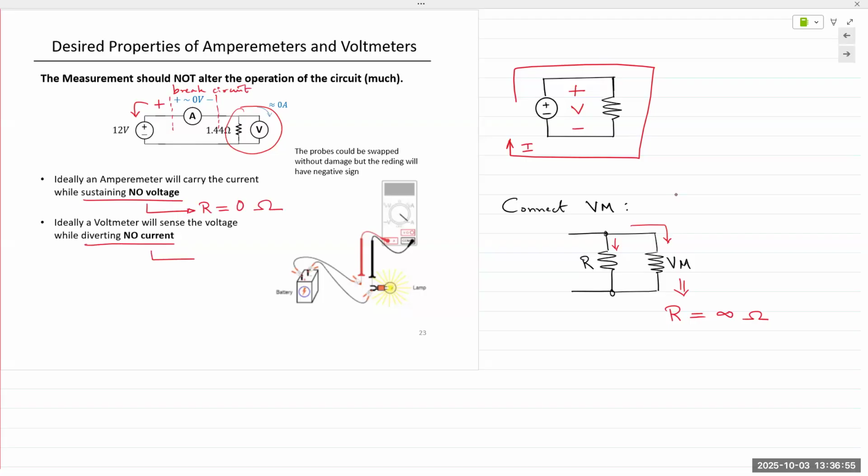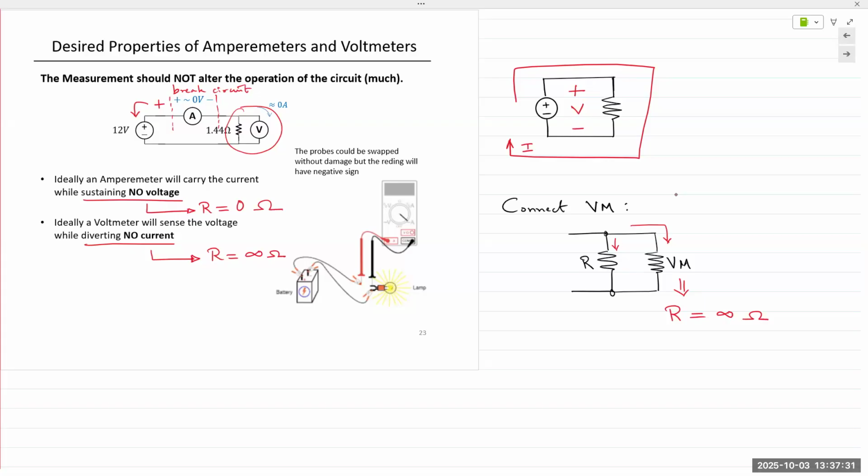And diverting no current would mean the resistance of the meter is infinite ohms. 0 and infinity. In real life, the same meter that we use, digital multimeters, depends on the mode of operation. If you use it as a voltmeter, it'll have infinite resistance. Sorry, not infinite, very high resistance. And if we use it in current measurement mode, it'll have very, very low resistance. That low resistance would be practically as close to 0 as possible.